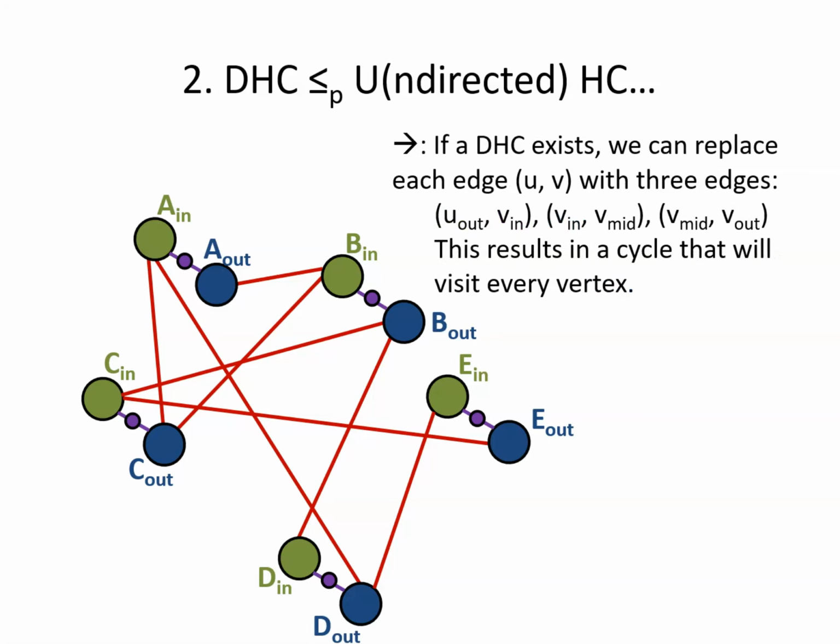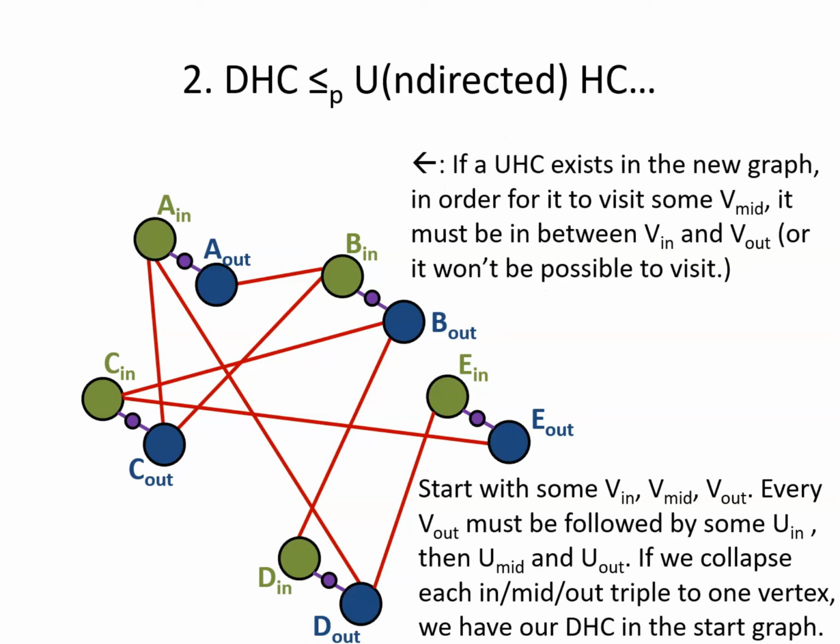First, if the directed Hamiltonian cycle exists, we can replace every single edge in that cycle with 3 edges. First, U out to V in, effectively the original edge, followed by V in to V mid and V mid to V out, traversing that vertex the rest of the way. This cycle will visit every single vertex in our new graph.